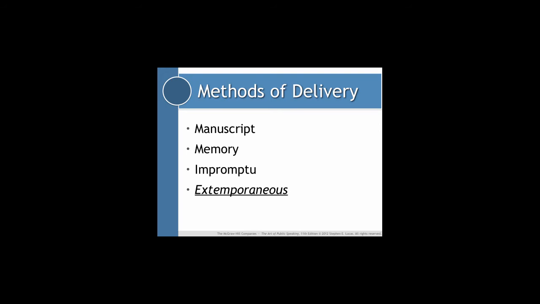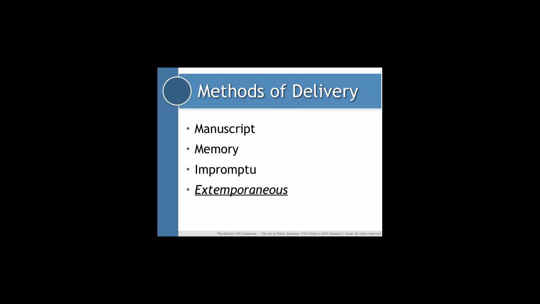Then there's speeches that are recited from memory, and this was very common in the early days of oratory, but these days most people at least have some notes. The problem with speaking from memory is that you might forget, and if you don't have anything to fall back on, you're going to look pretty silly up there.